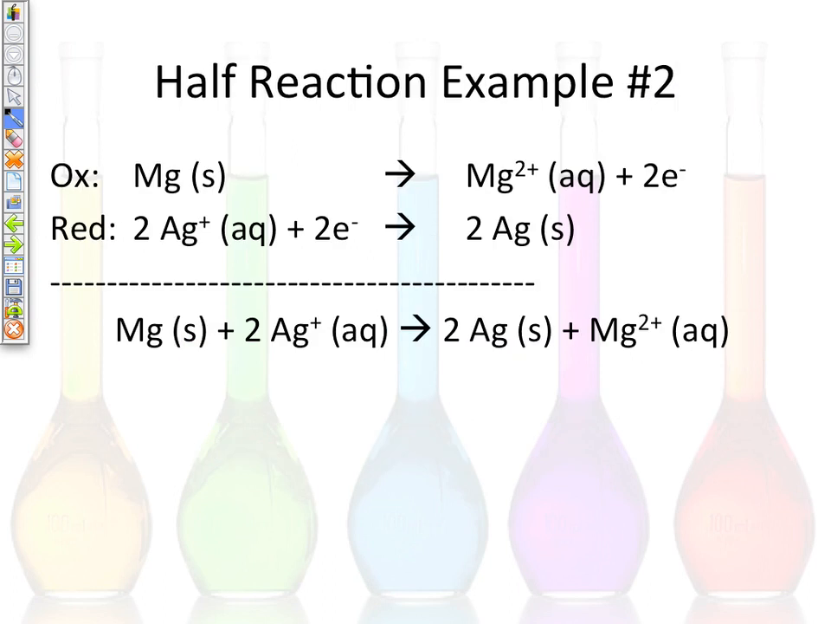Okay, here's our second example. I have an oxidation reaction where magnesium is turning into Mg2+ plus 2 electrons. Again, since I am losing electrons, it goes on the product side. Oxidation is the loss of electrons. It goes on the product side.